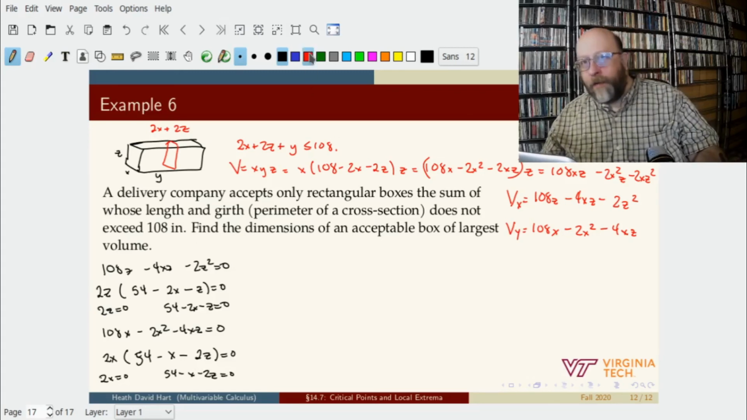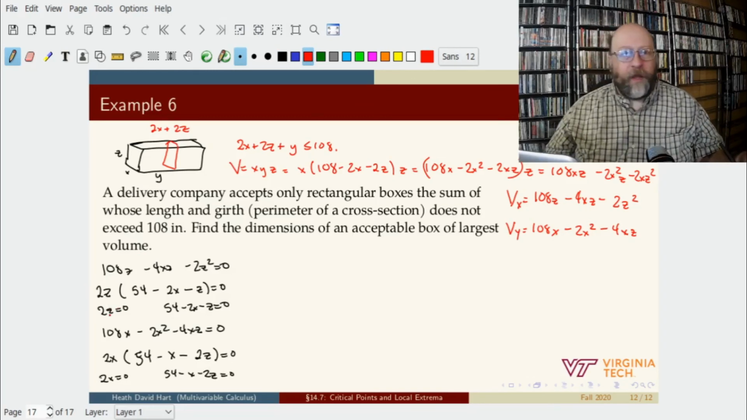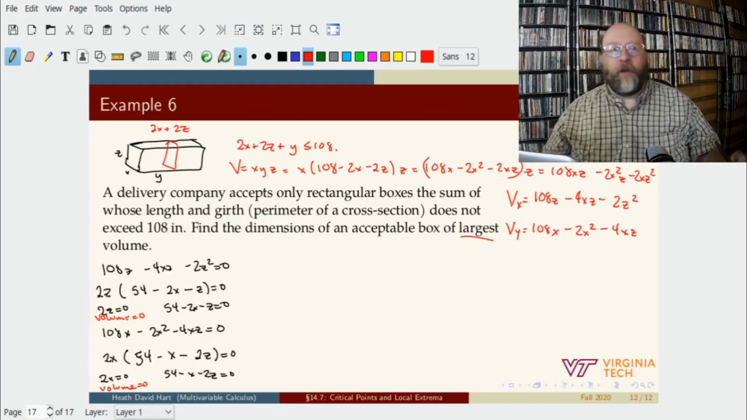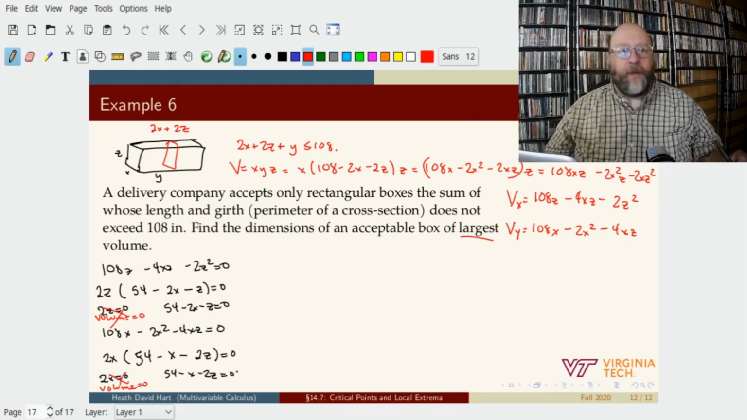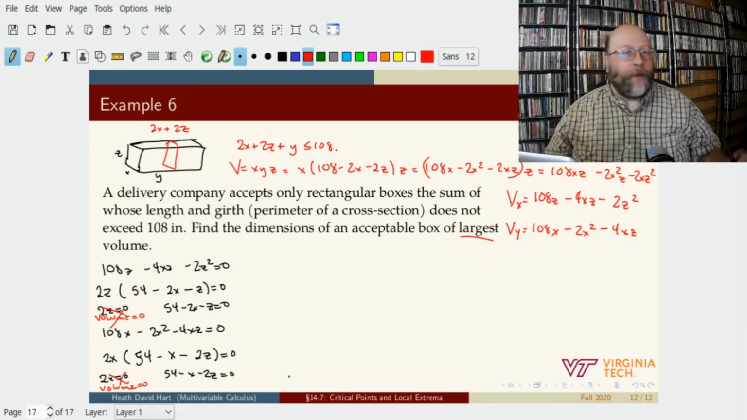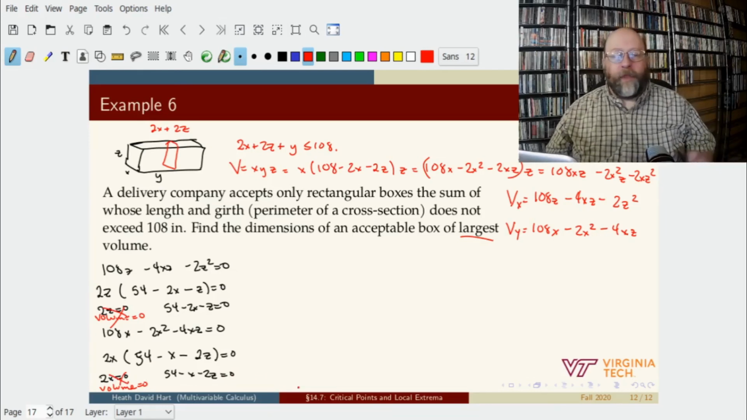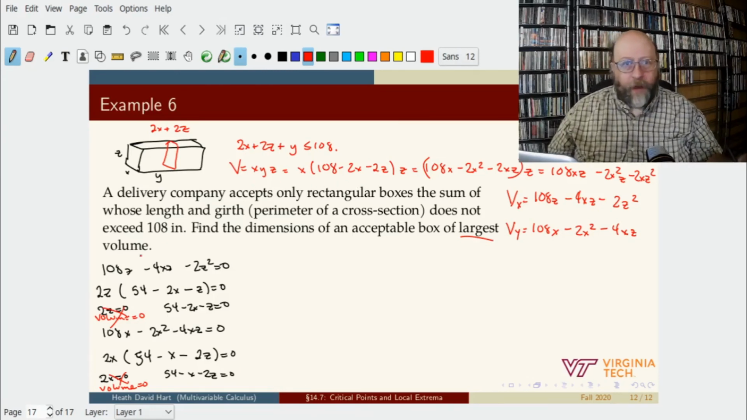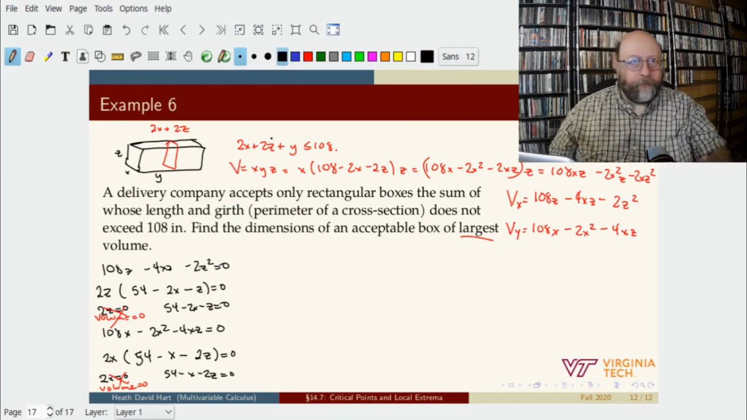But if 2z equals 0, then z equals 0 and there is no volume. And if 2x is equal to 0, the volume will be 0. And since our goal is to find the largest volume, these cannot lead me to a maximum. They might lead me to a minimum, they might lead me to a critical point, but they do not lead me to a maximum. And so let's go ahead and eliminate those and just work with these two equations.